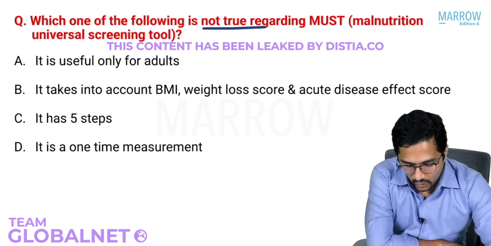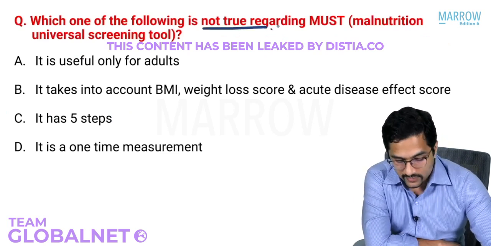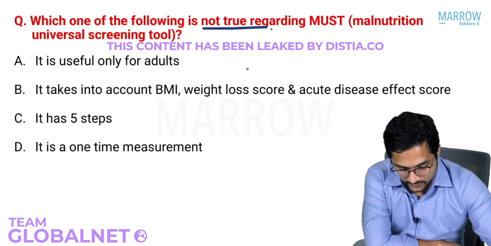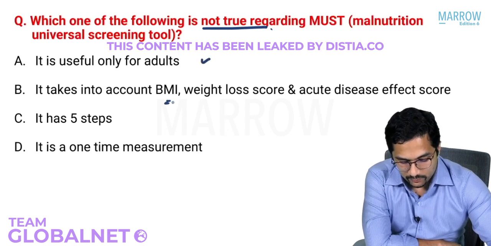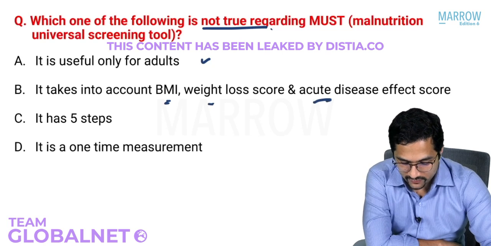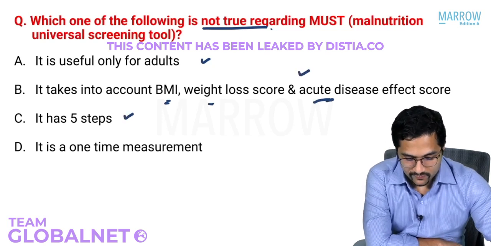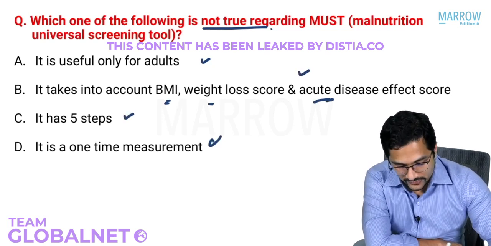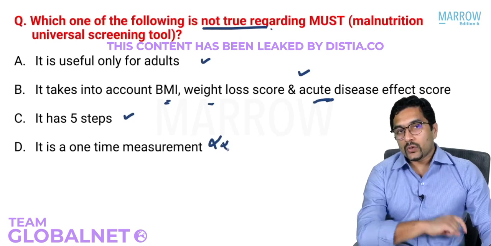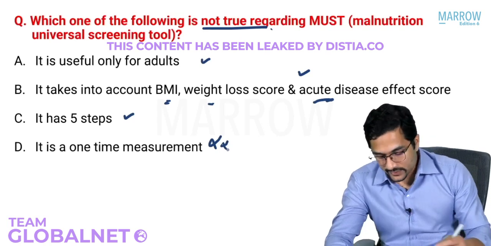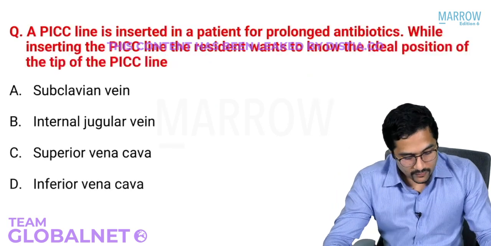Which one of the following is not true regarding the malnutrition universal screening tool? It is used for adults. It takes into account BMI, weight loss and acute disease effect score. This is also true. It has 5 steps. That is also true. One-time measurement is not true. I told you, you have to repeatedly measure and reassess these patients.